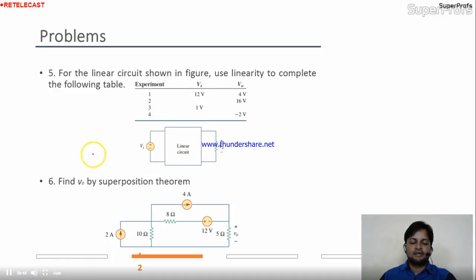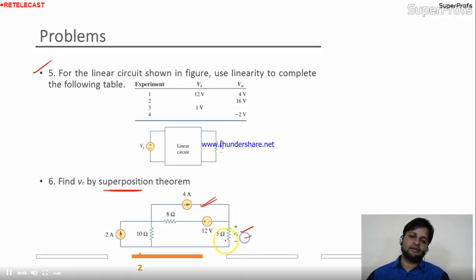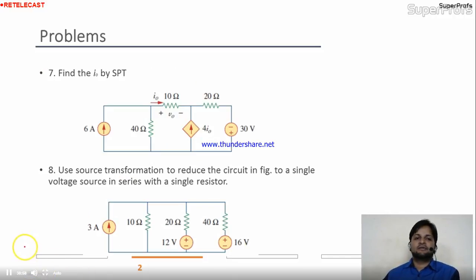See, this is the problem based on the linearity concept. Simple, we apply the linearity concept or linearity formula. Now come to problem number 6. Find V0 by superposition theorem. Again, where is the V0? Here is the V0. And they are asking to find the value by superposition theorem only. Superposition theorem says we have to apply the independent sources one by one. Individually we have to find the V0 across the 5 ohm resistor, and then finally we have to take the algebraic summation. Is it okay?